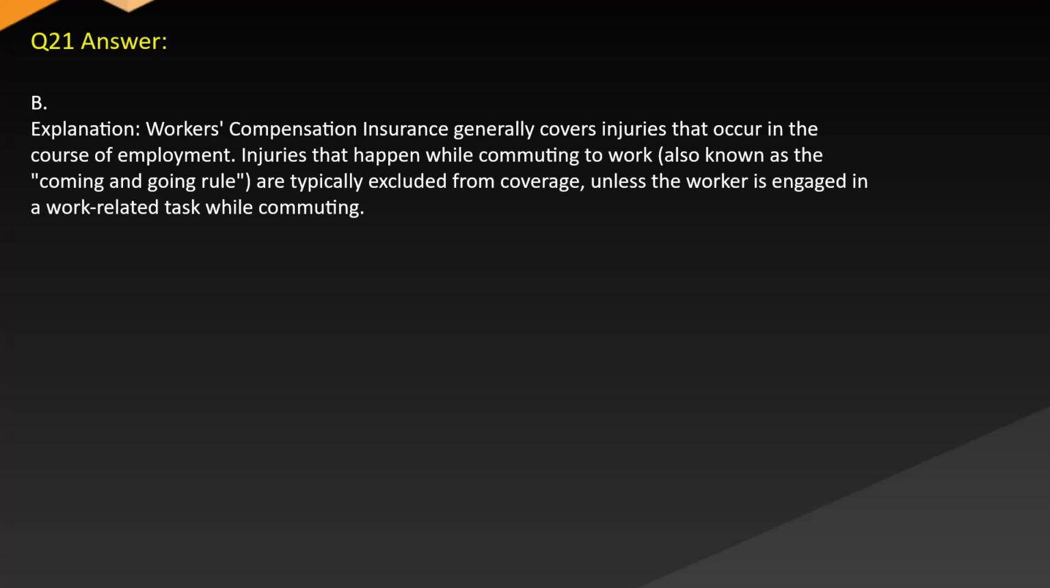Answer. B. Explanation. Workers' compensation insurance generally covers injuries that occur in the course of employment. Injuries that happen while commuting to work, also known as the coming and going rule, are typically excluded from coverage unless the worker is engaged in a work-related task while commuting.